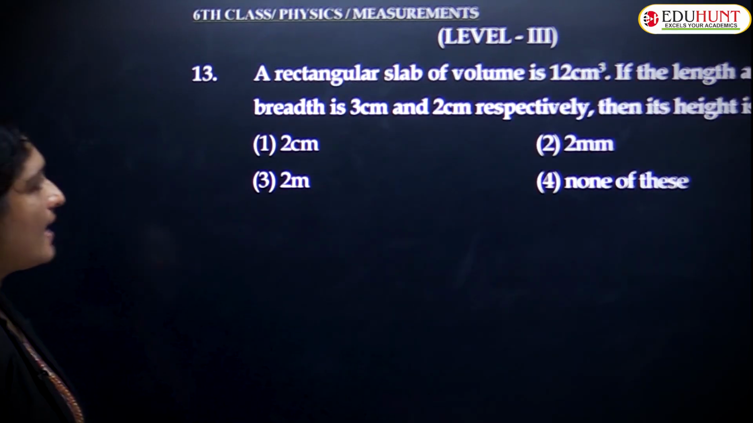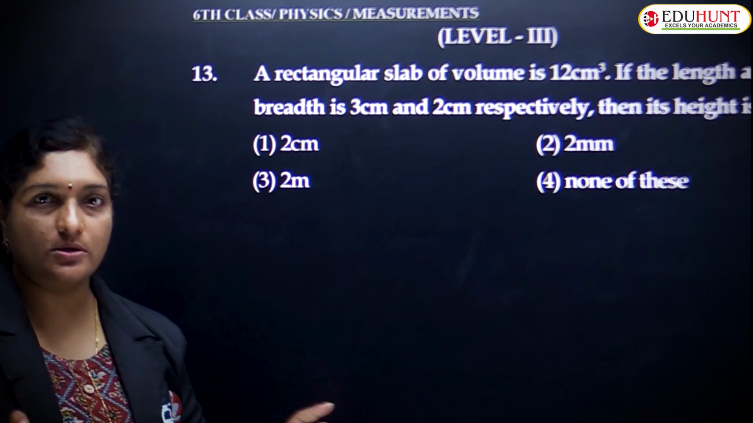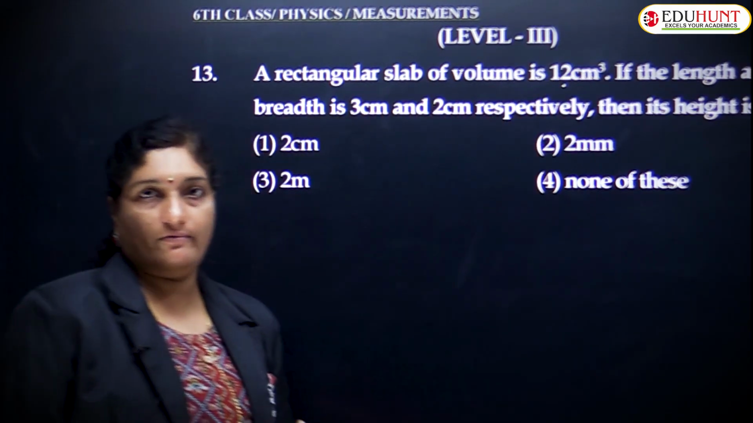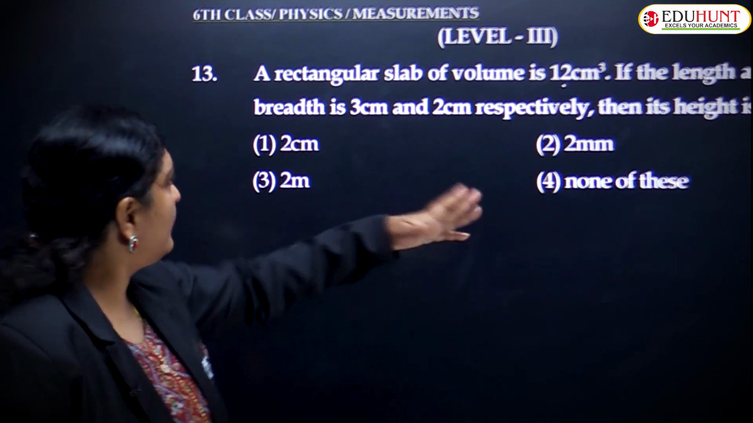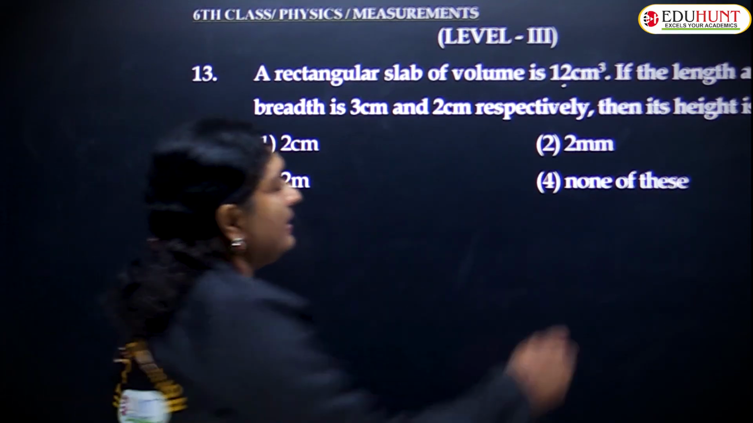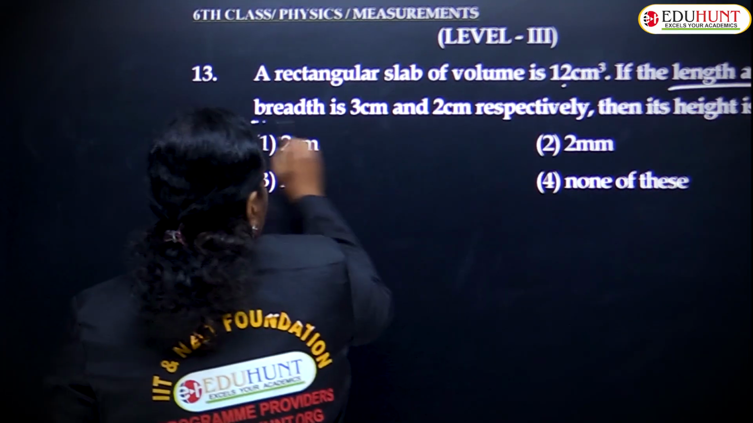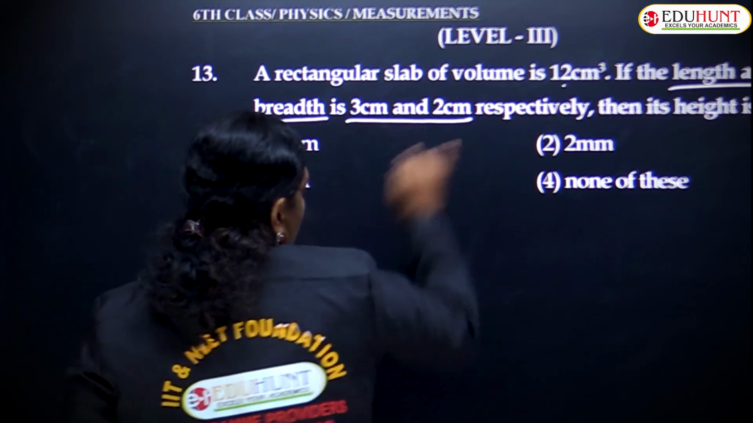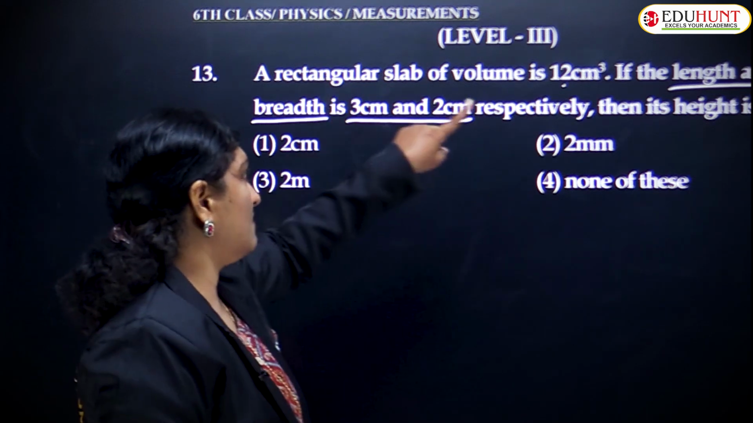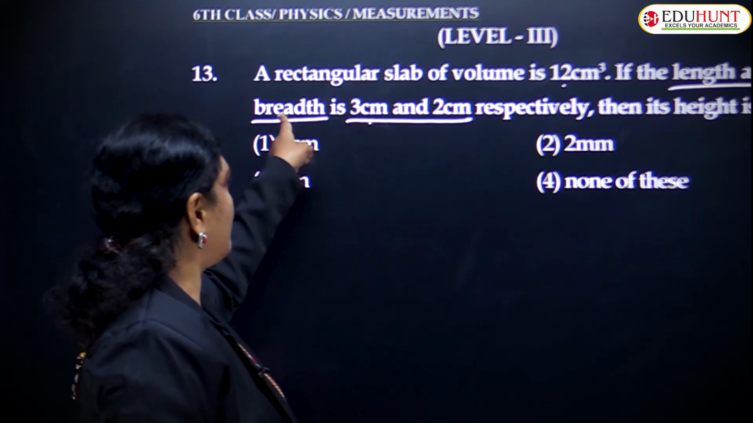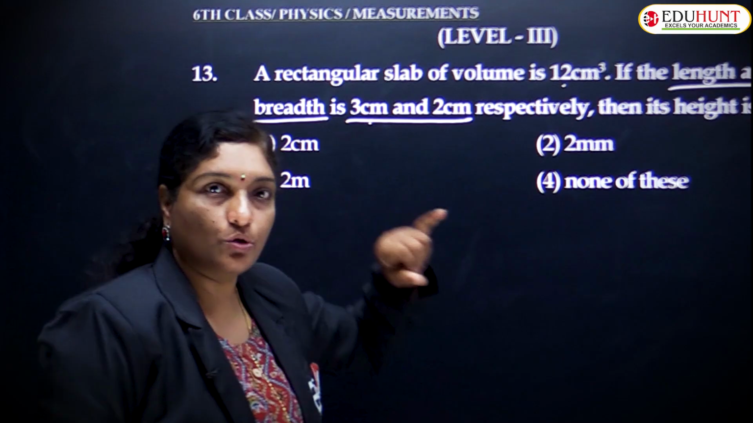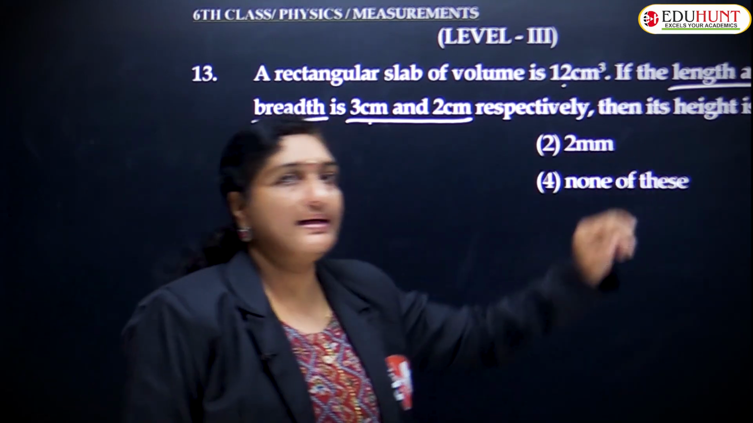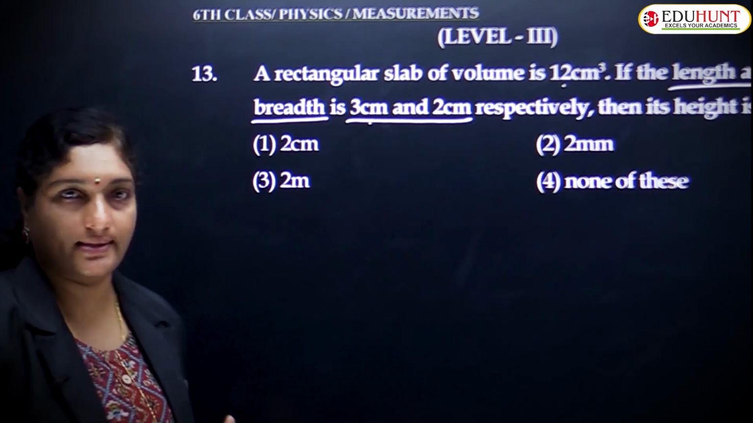A rectangular slab, solid thing. Volume is given as how much? 12. They gave the volume. And the length and the breadth. Starting they gave length, later they gave breadth. Here also 3 centimeter and 2 centimeter. So the starting value, length, we take 3 centimeter, the next value, breadth, we take 2 centimeters. You know volume, you know length, you also know breadth. Then you are asked to find out the height.